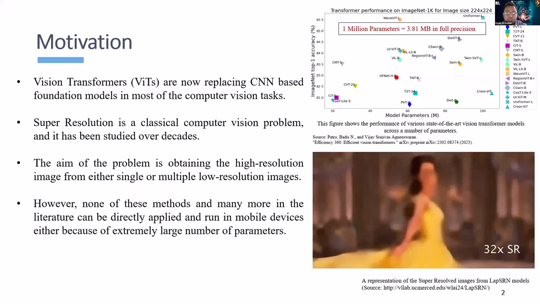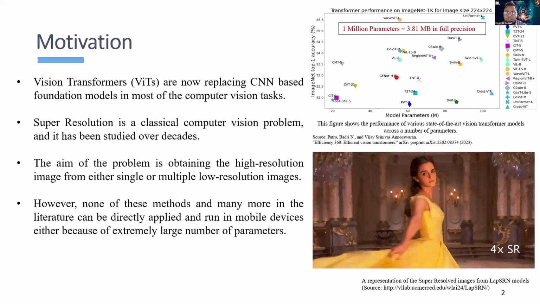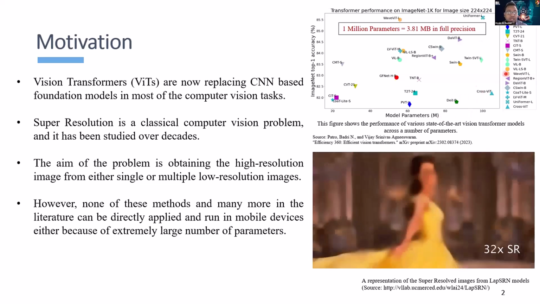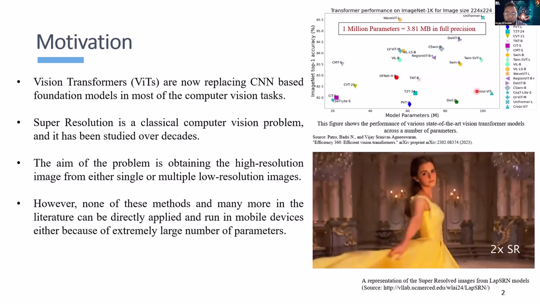The sheer computational heft of these state-of-the-art models makes their deployment on mobile or edge devices a daunting challenge. Just consider this: a model with 1 million parameters requires about 3.8 MB in its full precision version. Now scale that up to the tens or hundreds of millions of parameters common in leading ViT-based models, and you see the dilemma.